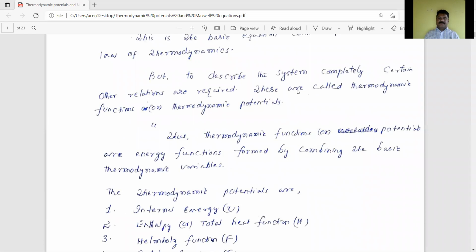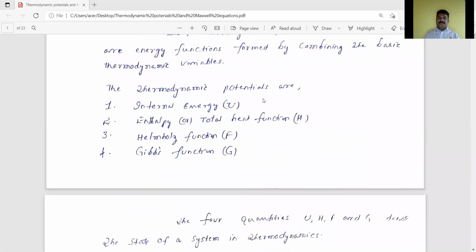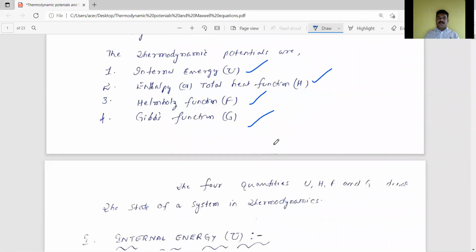Those are internal energy, enthalpy, Helmholtz function, and Gibbs function. After that, we have seen each and every thermodynamic potential clearly.